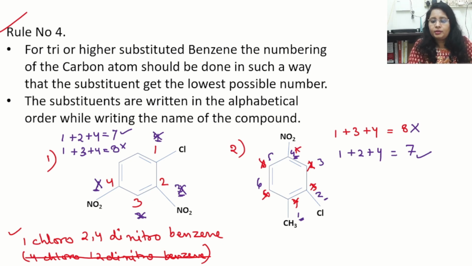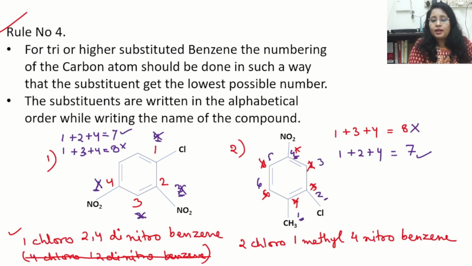Now let's write the name. We have 3 substituents, methyl, chloro and nitro. So chloro will be mentioned first, then methyl and then nitro as the alphabetical order will be followed. So chloro is on number 2. We will write 2 chloro. Then methyl is on number 1, 1 methyl. And then number 4 is nitro, 4 nitrobenzene. Correct? This name is correct.